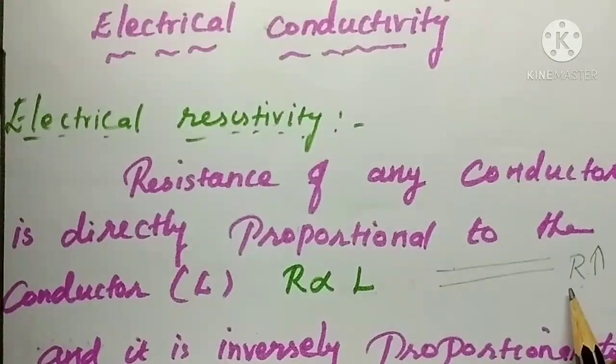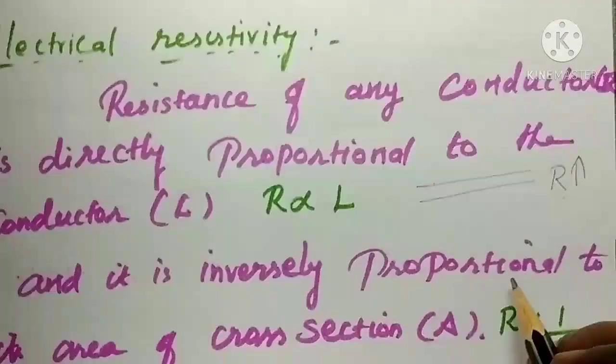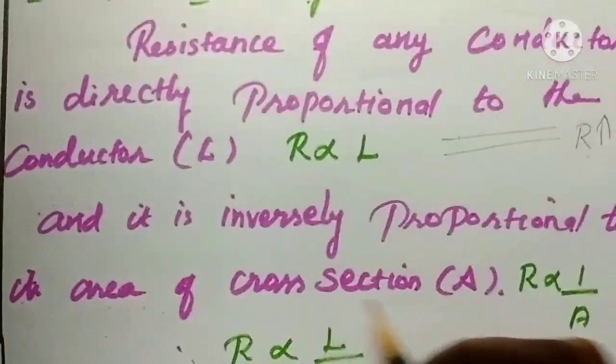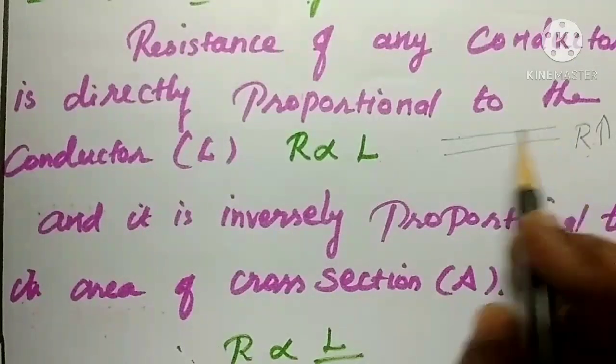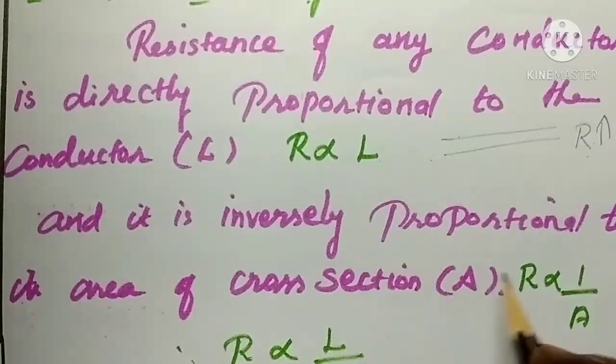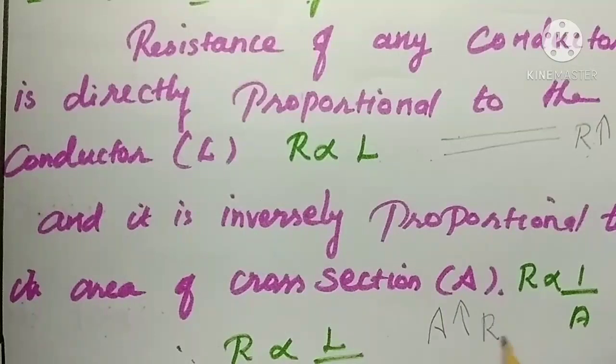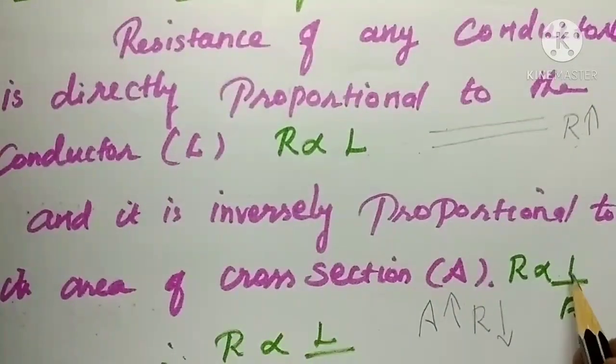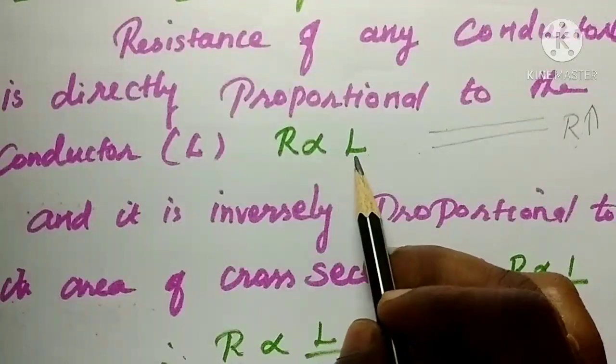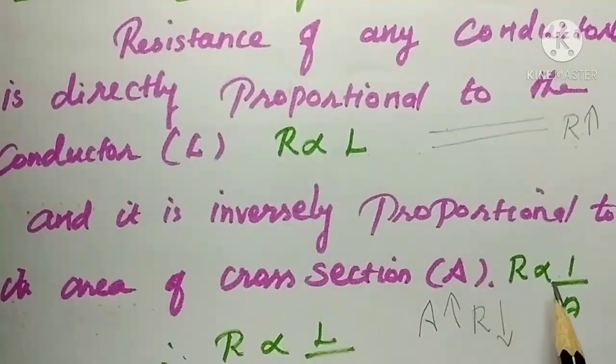Resistance is more, and it is inversely proportional to the area of the cross section of a conductor. The same length increases means resistance increases, but if the area of the cross section of a conductor is more, the resistance value is less. So area is more means resistance is less. R is proportional to 1 by A. What's the meaning of inversely proportional? 1 by area. So R is directly proportional to length of the conductor and inversely proportional to area of the cross section of a conductor.